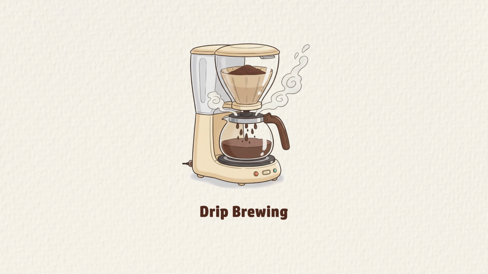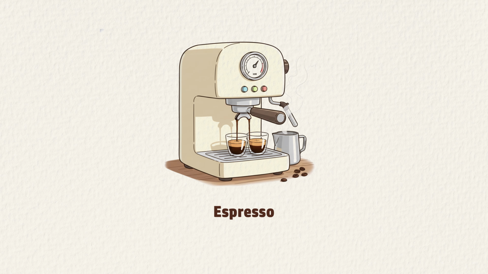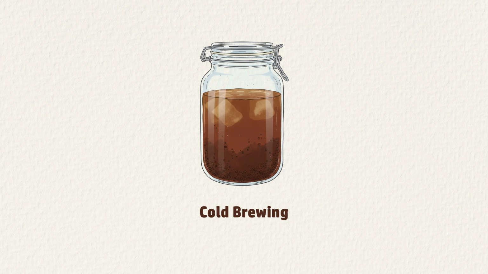Now let's talk about some coffee brewing methods. In drip brewing, hot water passes through the coffee grounds using gravity. With pour-over, hot water is slowly poured over ground coffee inside a filter. Espresso is made by forcing hot water through finely ground dark coffee under high pressure. And in cold brew, coarsely ground coffee is steeped in cold or room temperature water for 12 to 24 hours.